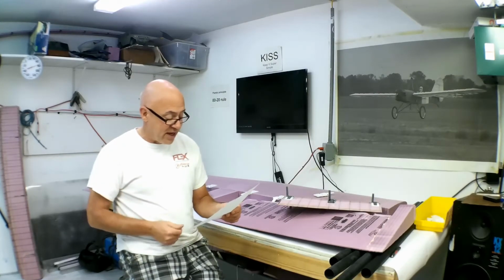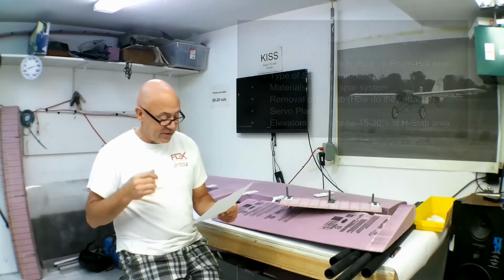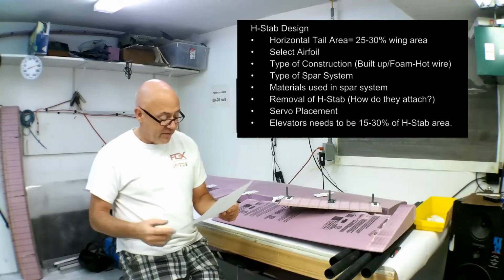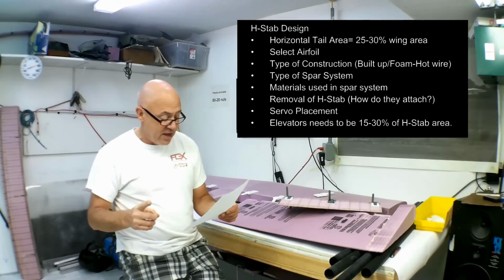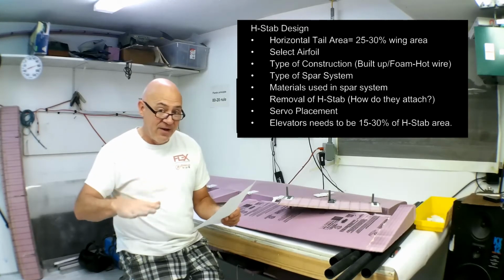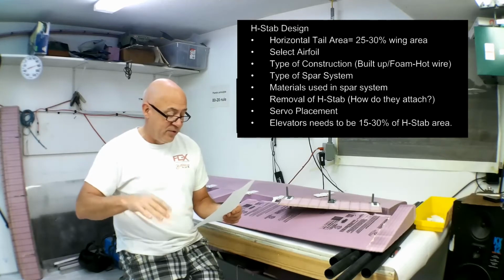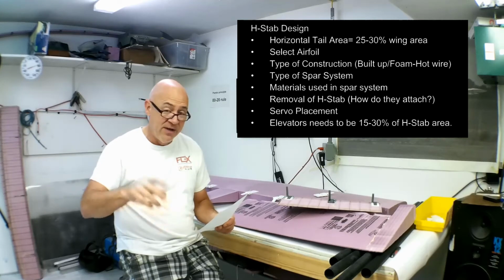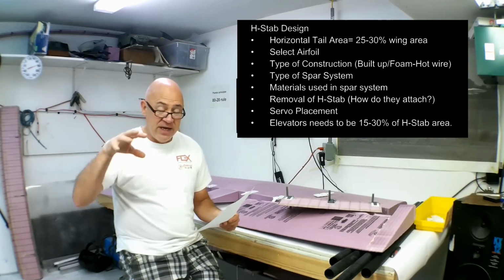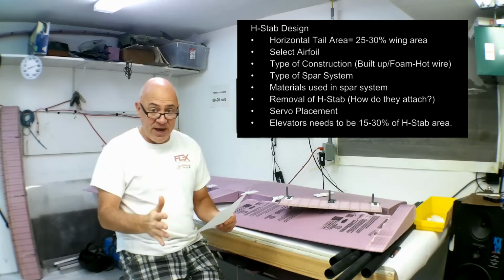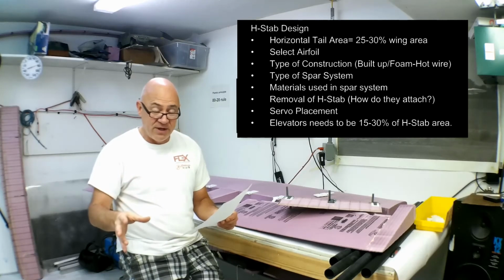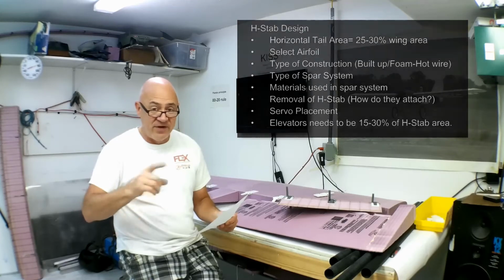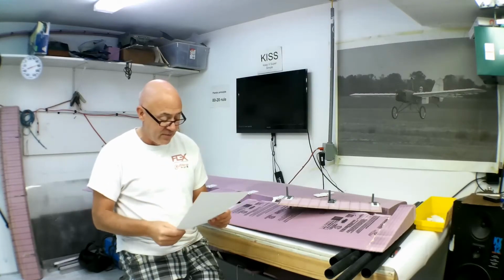So back to the horizontal stabilizer design. Type of spar, materials used in spars, removal of the H-stabs, servo placements, and then you need to talk about how big my elevators need to be on that horizontal stab. Normally the elevators are 15 to 30% of the square inches of that stab. Some aerobatic airplanes, it is basically split in half. You have 50% of that area making up 50% of your horizontal stabilizer.